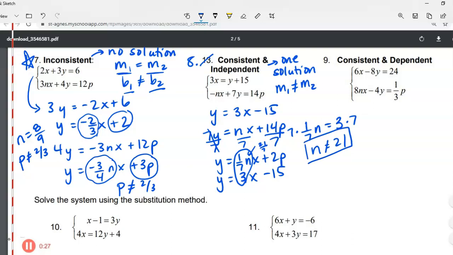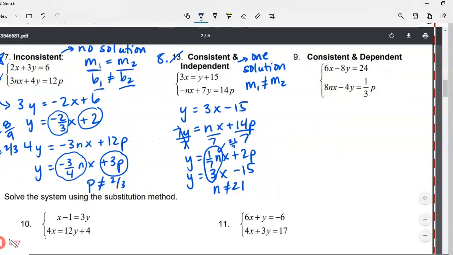Hope that makes sense. We don't care about the y-intercepts. So the answer to this one more time, I'm just going to write it right here, n cannot equal 21. And then I'm going to erase. All right, so those were your solutions. Number 7, again, n equals 8/9, p cannot equal 2/3, and this one, n cannot equal 21. And I'm going to erase this. All right, so let's go to the next one, number 9.